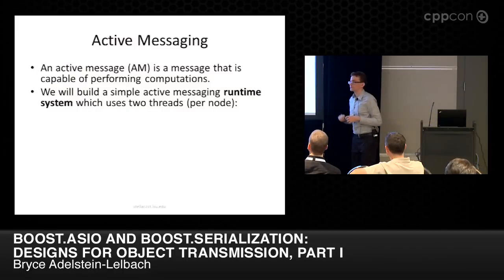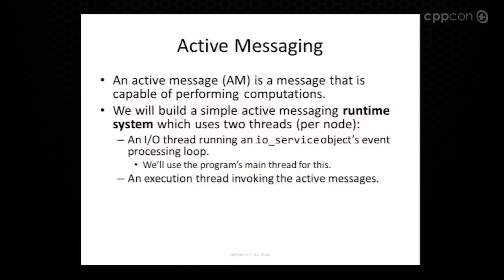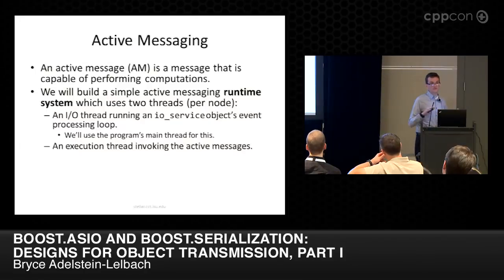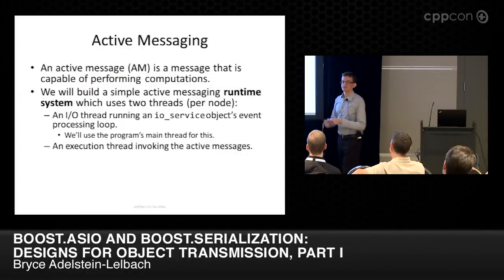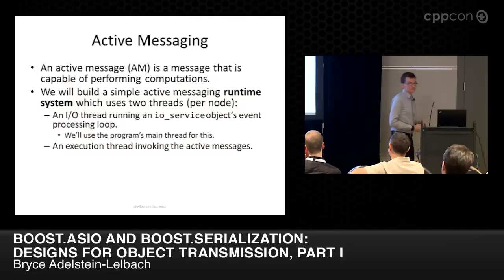We're just going to use 2 threads per node, so we're not going to do anything that fancy here. We're going to have an IO thread that's going to be running an IO service object event processing loop. The IO thread is responsible for waiting at the OS system for stuff to happen. And then it's going to pass it off to an execution thread, a hot thread, which is going to be responsible for executing completion handlers. Both of these are going to have very different performance characteristics. That IO thread is going to spend a lot of time not on the processor. It's going to spend a lot of time waiting at the OS level. The other one is going to mostly be doing stuff.